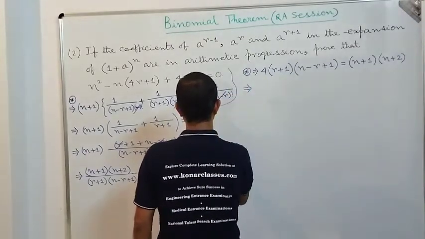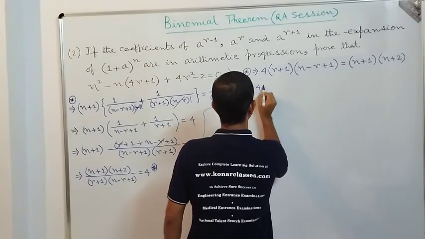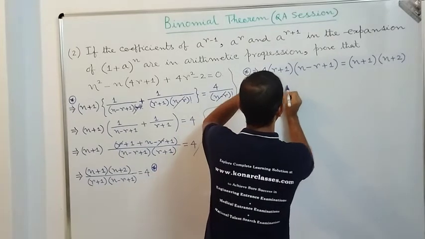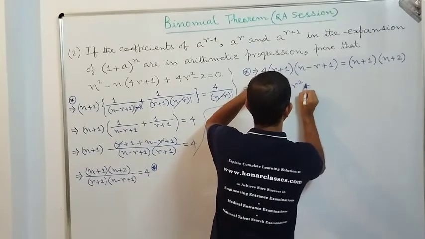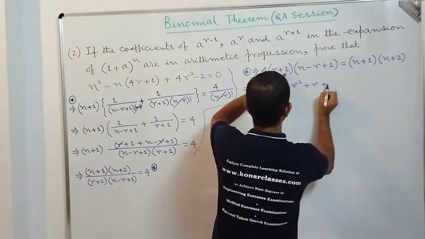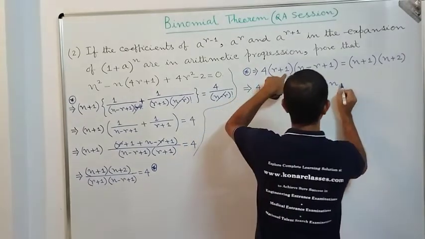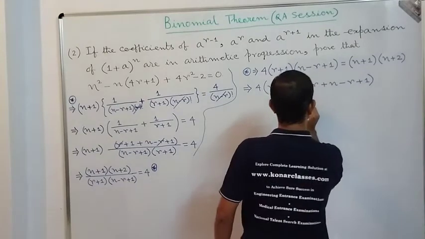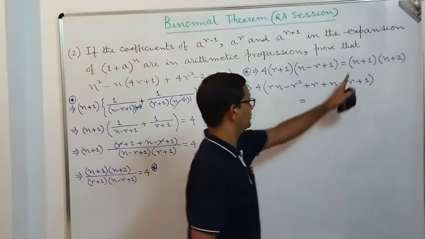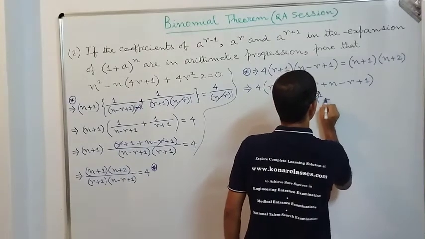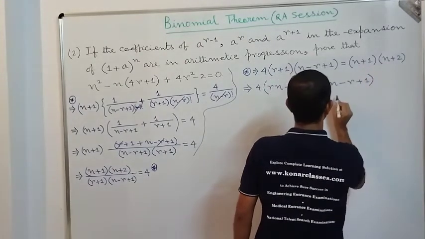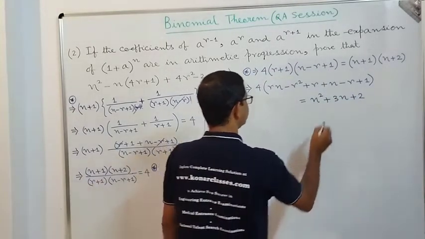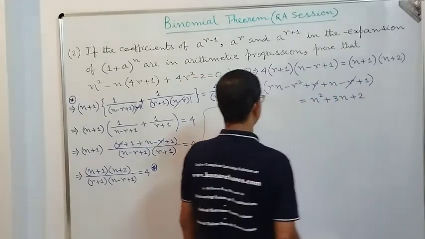So this implies, let me give this as a separator. So 4 into, what we get, r into n, so rn, minus r into r, r square, plus r into 1 is r, plus 1 into n is n, minus 1 into r is minus r, plus 1, okay, that is equal to n plus 1 into n plus 2. So n into n is n square, plus n into 2 is 2n plus 1n is 3n, plus 2. Correct? So now, dear students, plus r and minus r got cancelled.